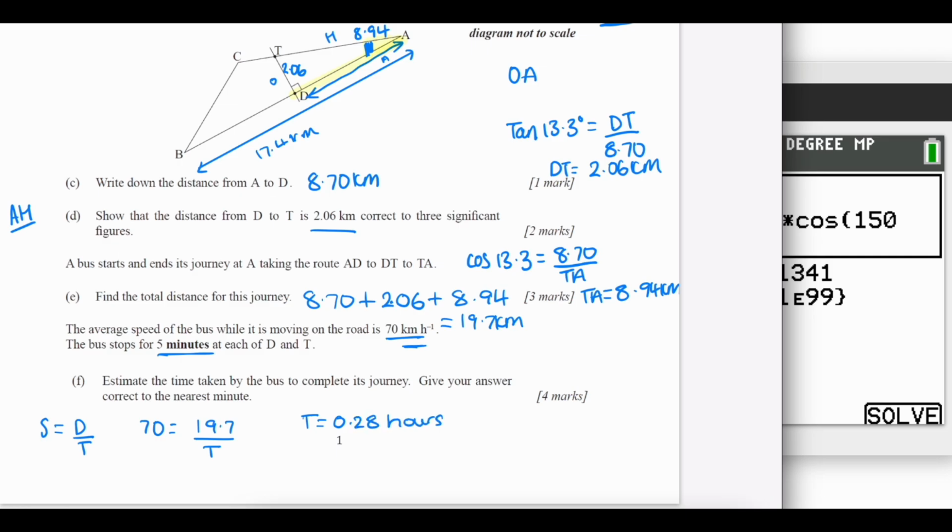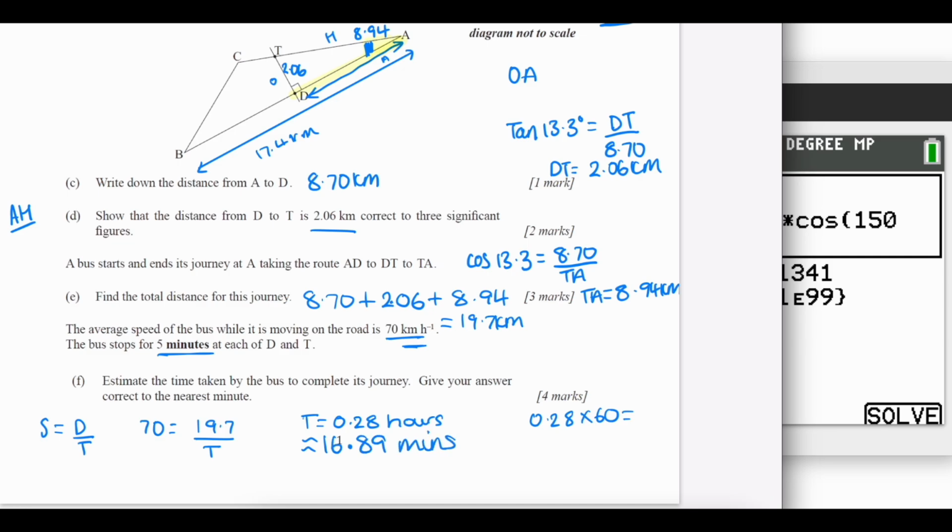But it asks me to give it to the nearest minute. Okay, so we now need to find how many minutes is 0.28 hours. So to do that, we're saying that 0.28 of 60 minutes, which is 1 hour, is equal to what? So we're going to times it by 60, and that gives me approximately 16.89 minutes.